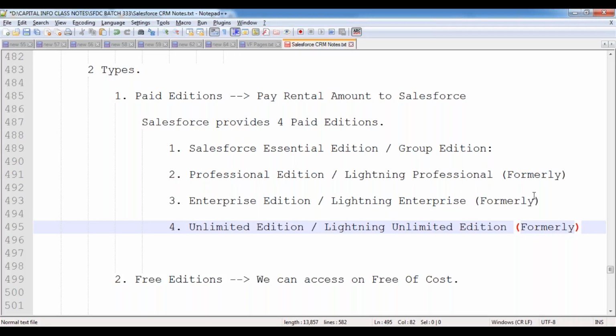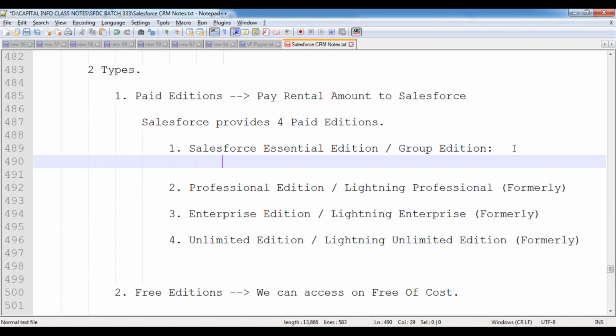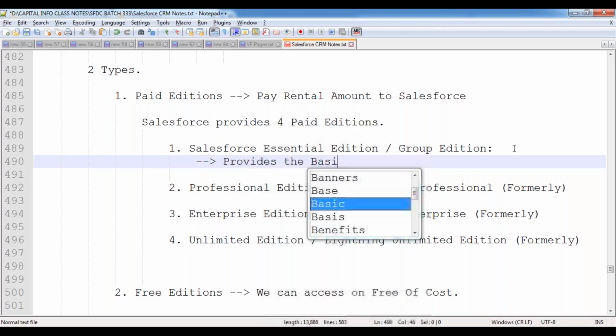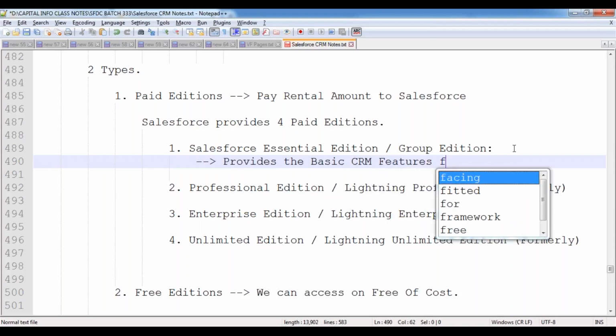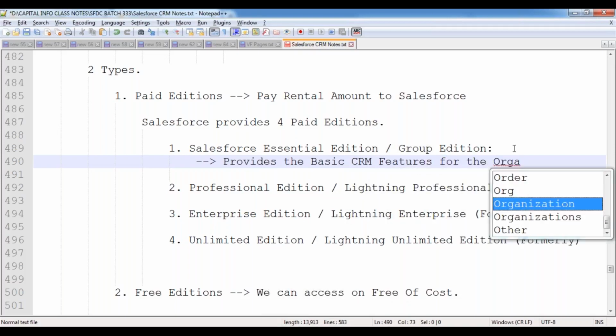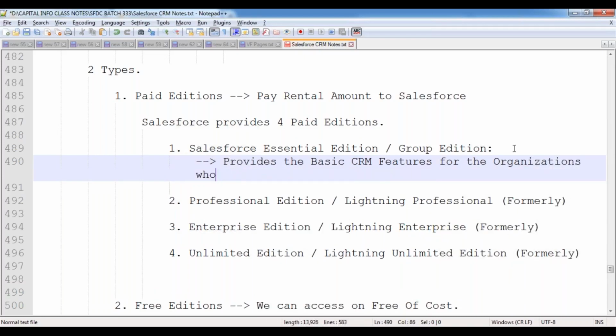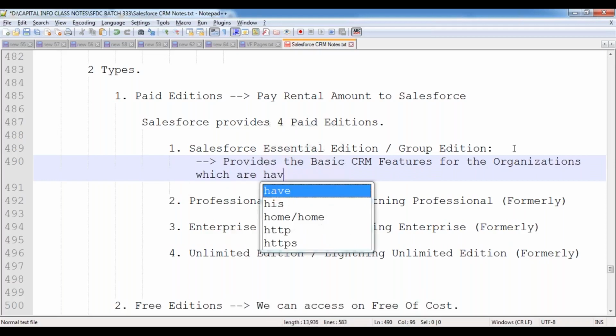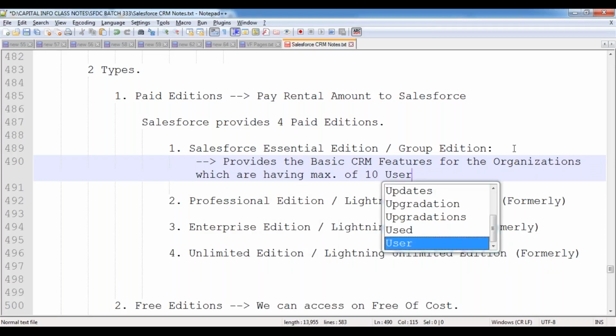These are the 4 paid editions available. Then how much amount is Salesforce charging for each edition, and which features do they offer in each? Let me explain. The first one, Salesforce Essential Edition, provides the basic CRM features for organizations having a maximum of 10 users.